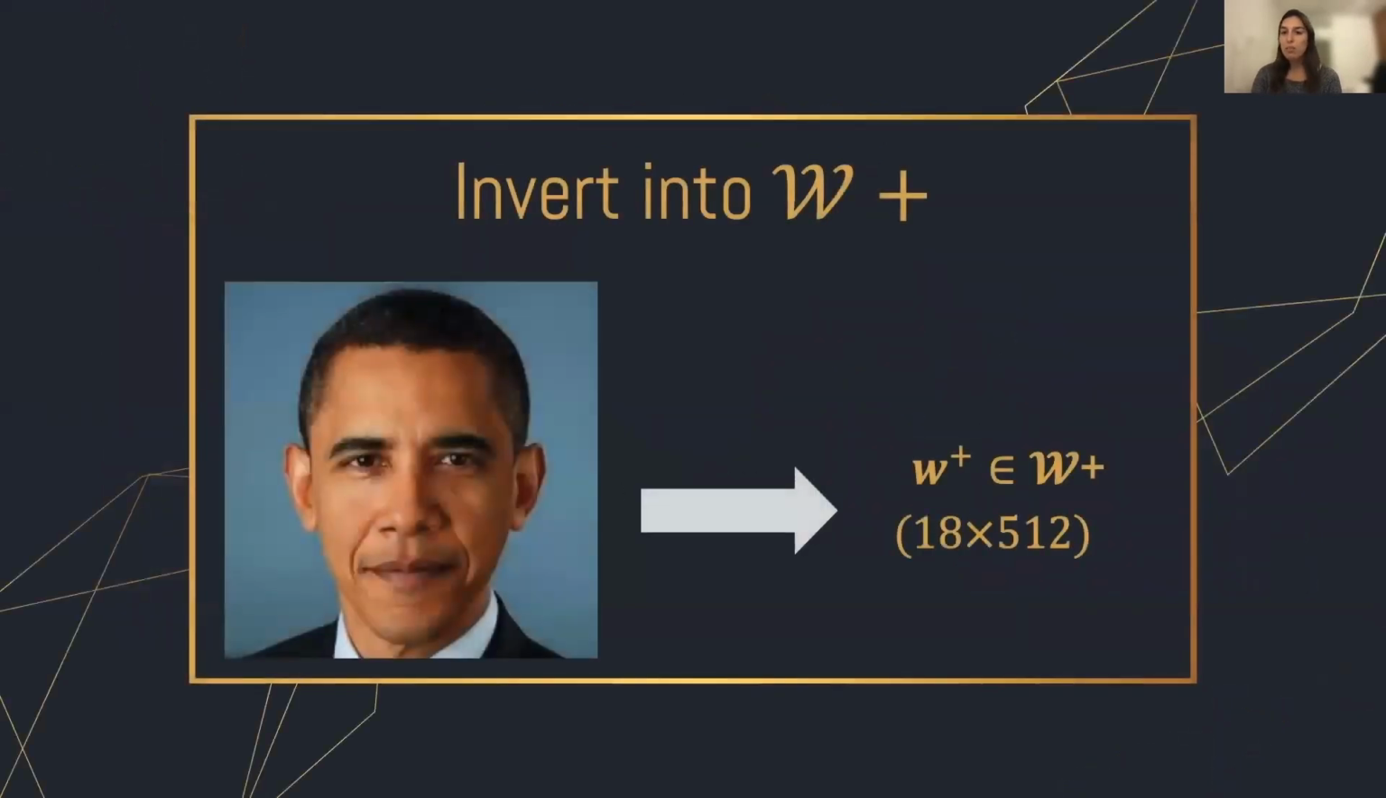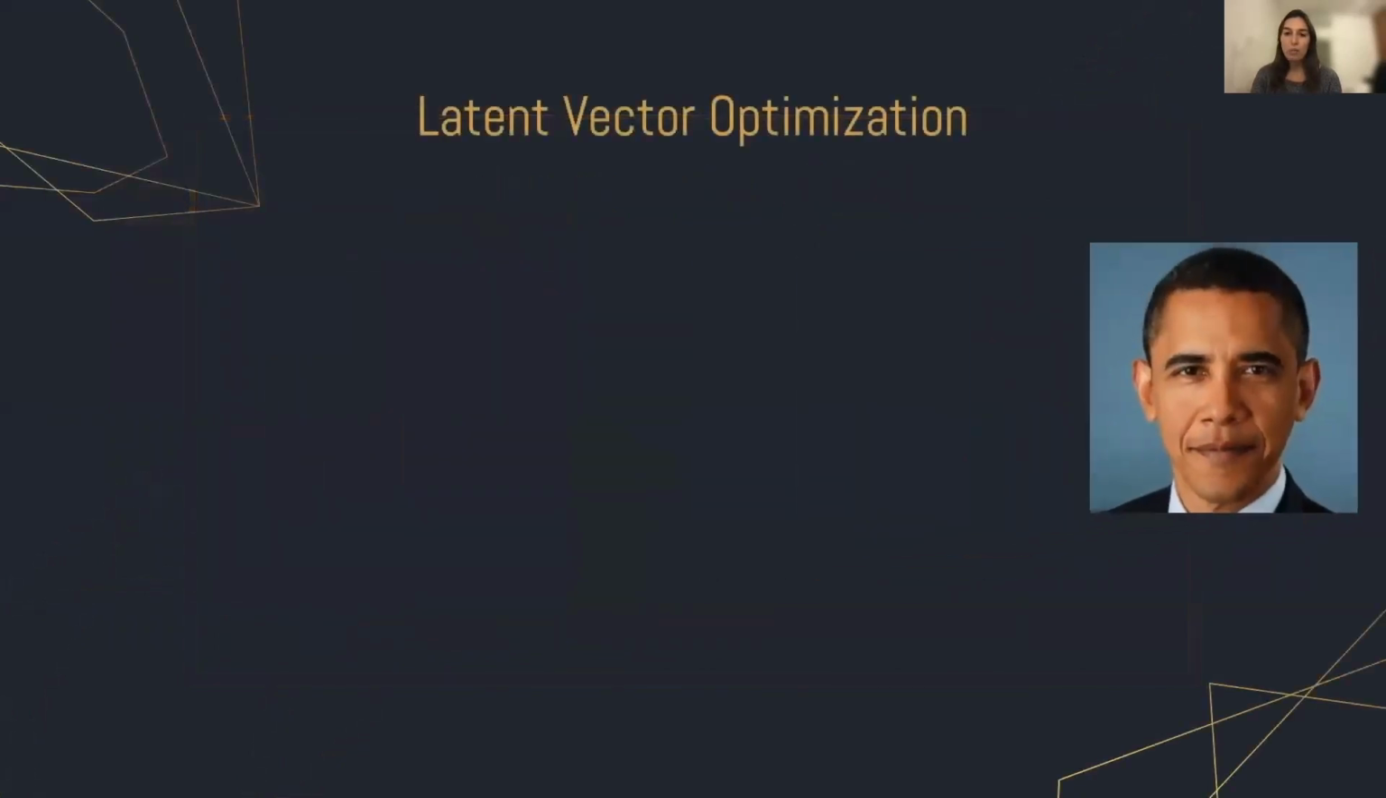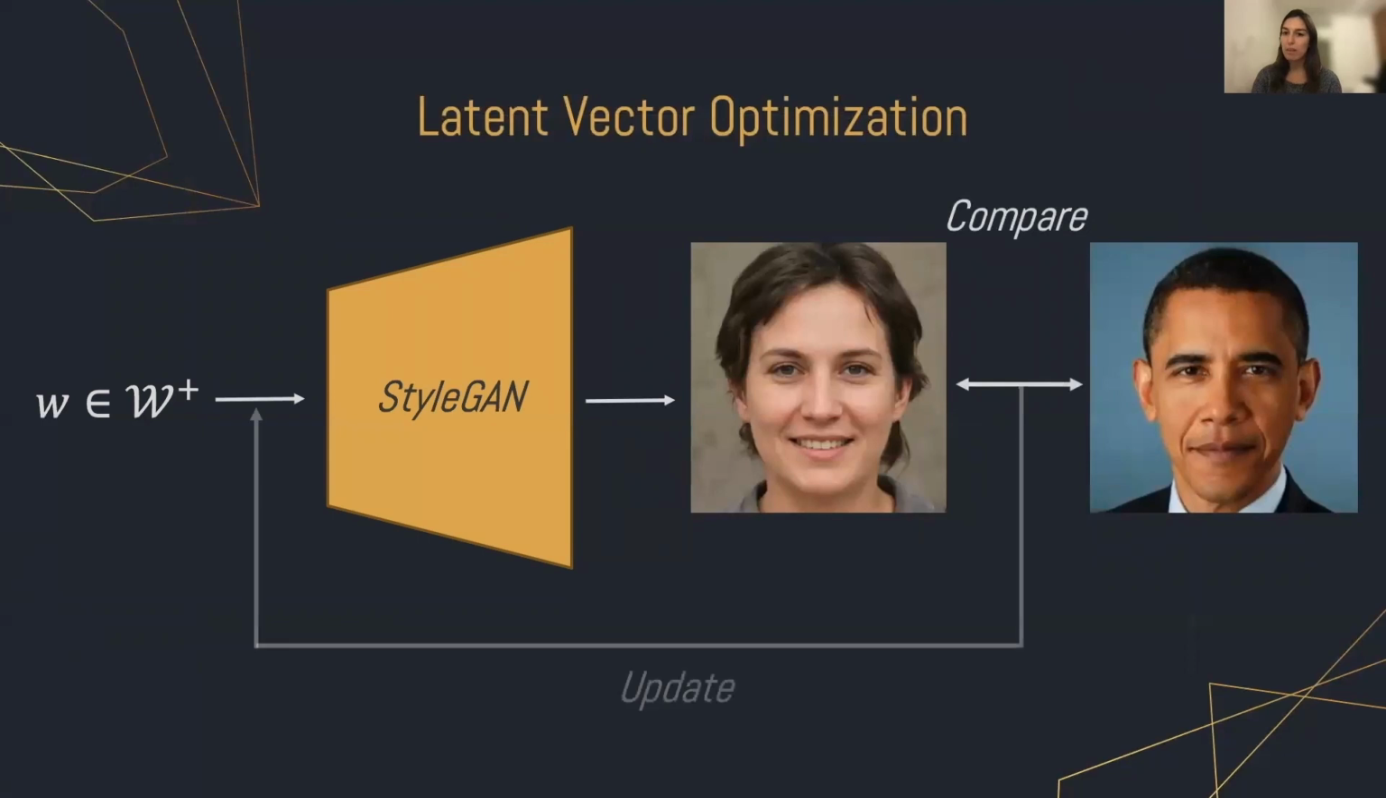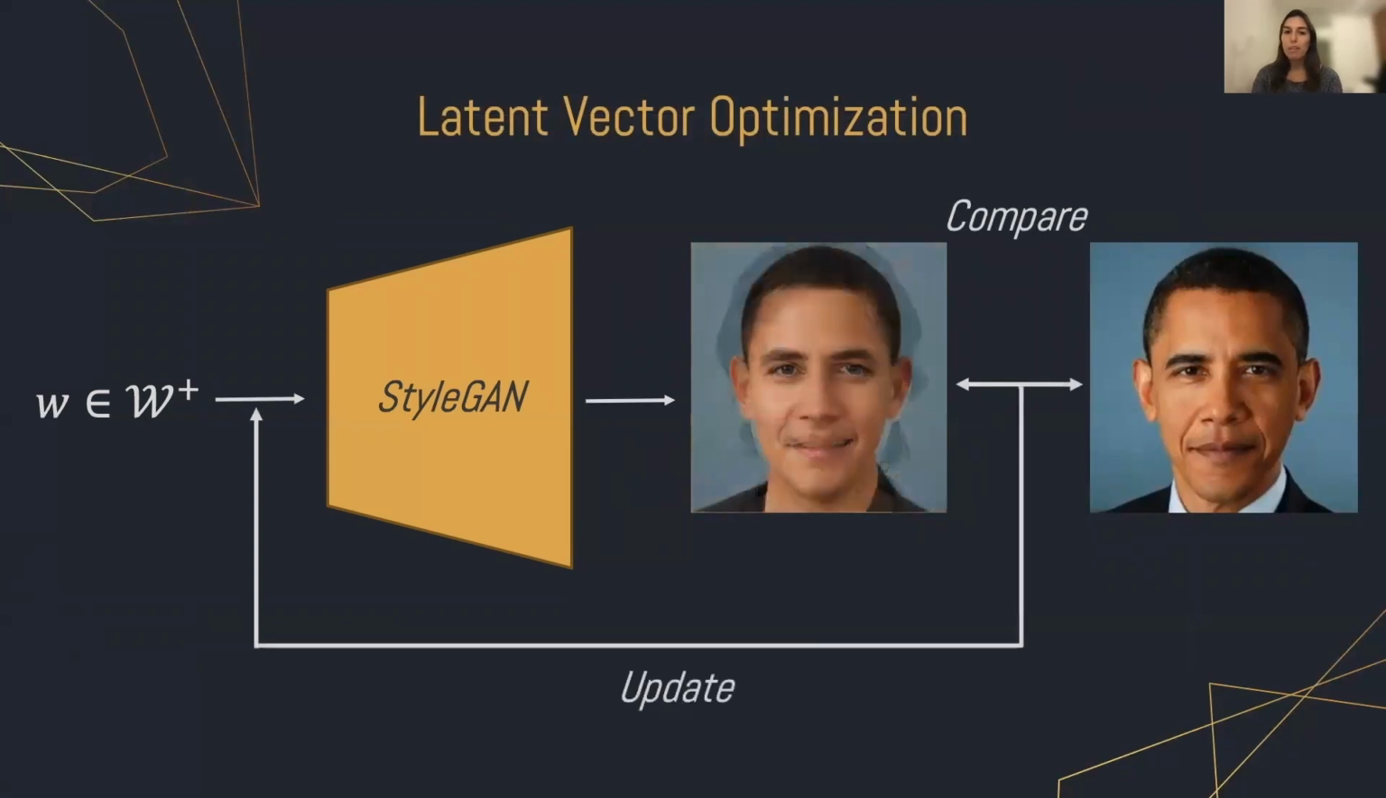So let's see how this latent optimization works in W+. Again, we can do the same process of beginning with some latent vector W, inserting it into the pre-trained StyleGAN, obtaining an image, and doing the same update as before. And now we converge to a much better reconstruction. But the problem with this optimization approach is that it is too slow and can take several minutes per image.